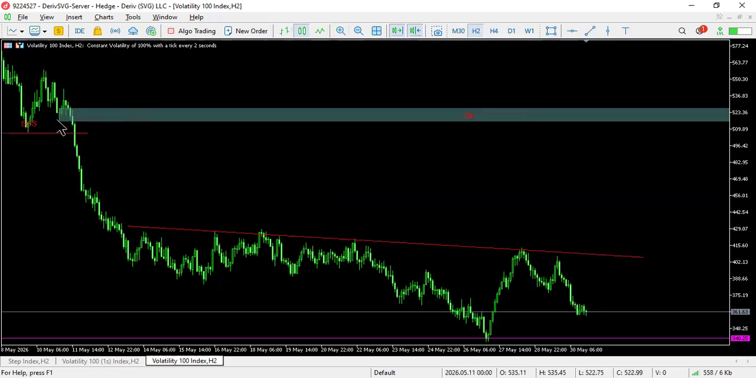Therefore, this is what I'm anticipating for price to do. For price to sweep this liquidity that is sitting here, go and take me into that order block, and then give me a move to the downside because I'm seeing this level as liquidity levels as we have equal highs at this level.